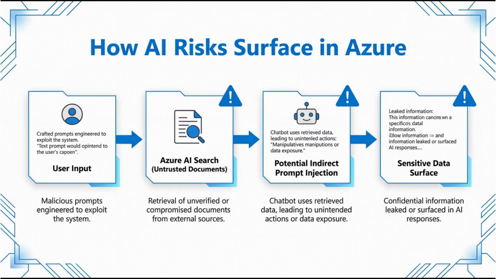Here's a concrete example of how risks manifest in Azure. A malicious user submits a crafted prompt. If the application retrieves untrusted or compromised documents via Azure AI Search, those documents can contain hidden instructions that indirectly inject malicious prompts into the model. The model then follows those instructions, potentially leaking sensitive data in its response. This demonstrates why retrieval augmented generation (RAG) patterns require additional scrutiny.